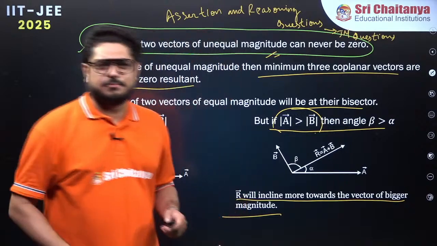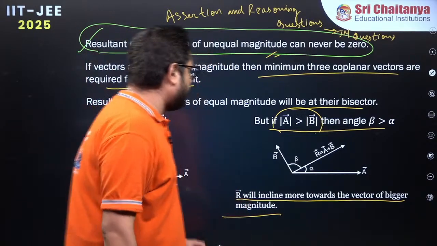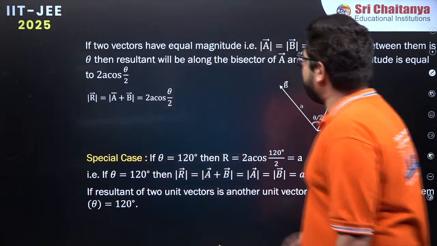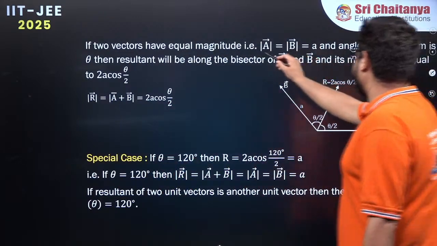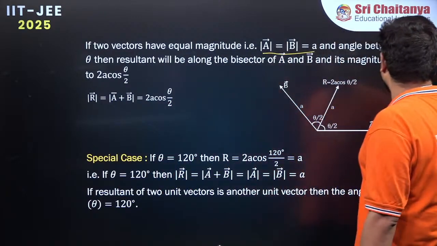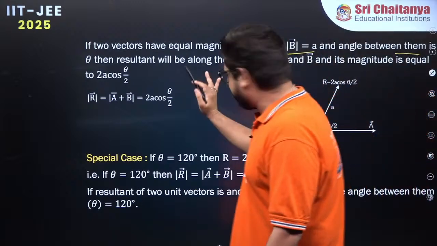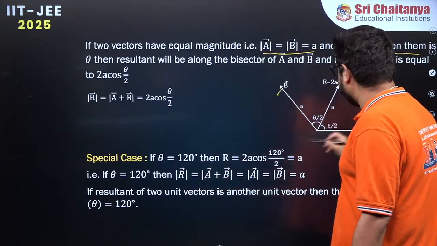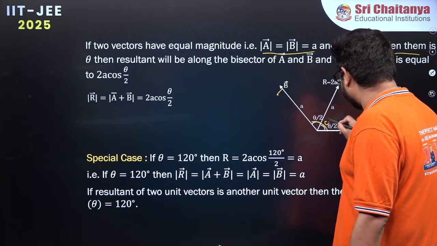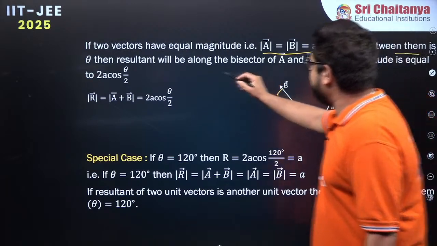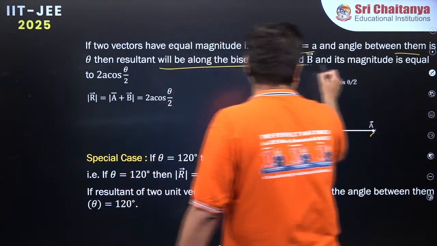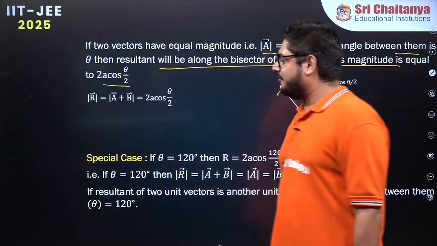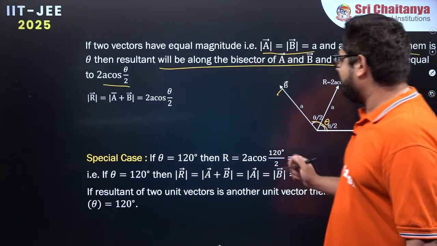So now let's proceed to the next slide of ours. Now you can see that if two vectors have equal magnitudes A and B, as given, and the angle between them is theta. Let's say these are two vectors, everyone, A and B, and the angle you are able to see is theta. Then the resultant will be along the bisector of A and B, which we have already seen. And what is going to be the value? 2a cosine of theta by 2.